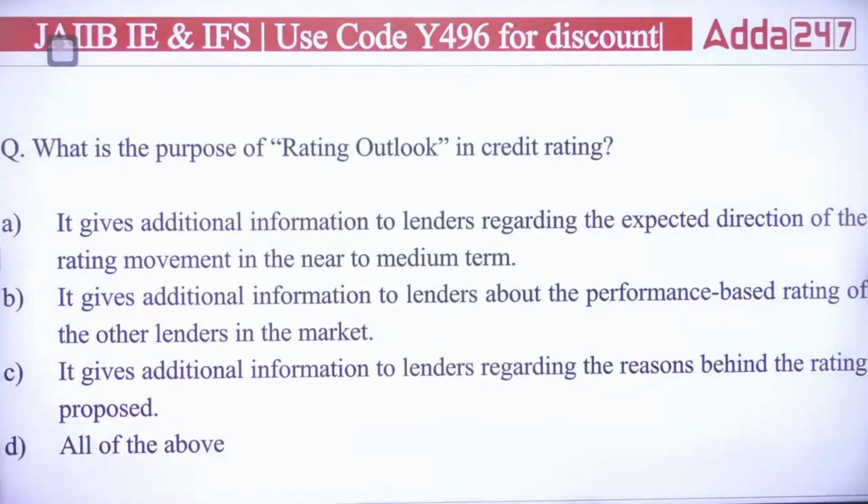First, it gives additional information to lenders regarding the expected direction of the rating movement in the near to medium term. Second, it gives additional information to lenders about the performance based rating of the other lenders in the market. Third, it gives additional information to lenders regarding the reasons behind the rating proposed. And D, all of the above. A, B, C or D? Which of the following is correct about rating outlook?